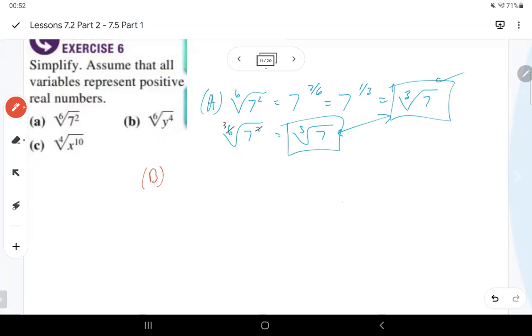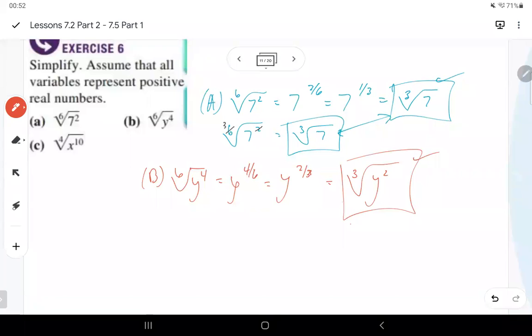So for B, we'll have 6th root of y to the 4th, and we'll do both options again. Y to the 4/6 is the same as y to the 2/3. So the cubed root of y squared. Again, you could get there by looking and seeing that both the index and the exponent can be reduced by dividing by 2. So you would still get to the cubed root of y squared.